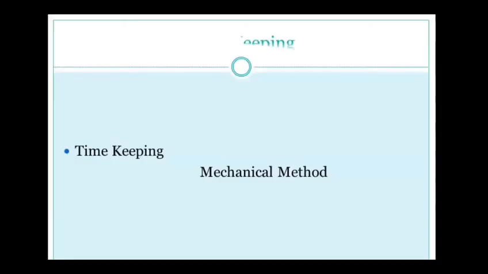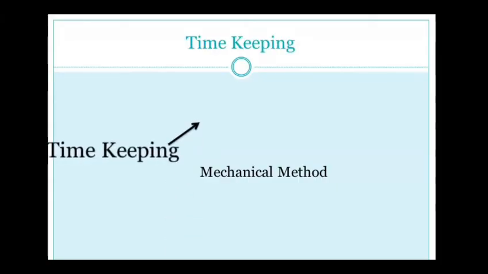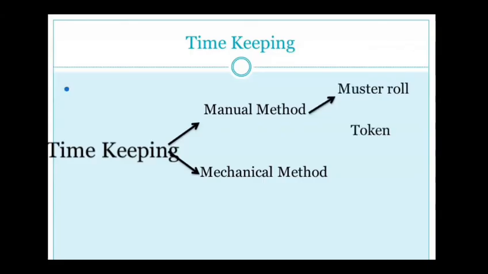Now let me see what timekeeping is. Timekeeping is a recording of workers' time of coming in and going out of the factory for the purpose of attendance and wage calculations. Timekeeping is of two types: one is the manual method and the other is the mechanical method. The manual method is again divided into two: one is the muster roll and the other is the token method.